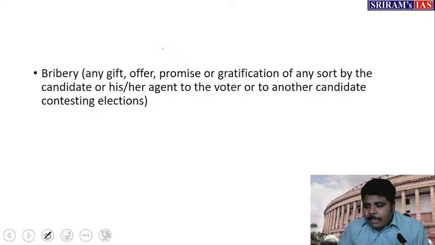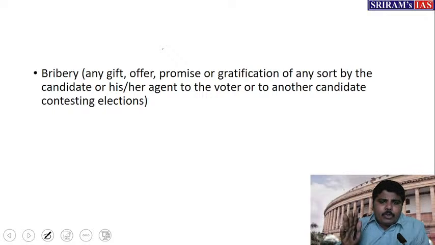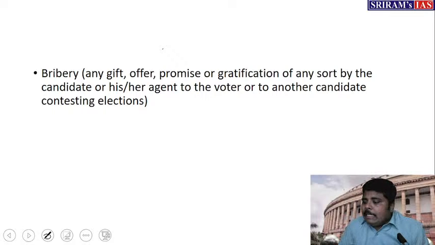Actually speaking, corruption and bribery don't have any proper definition. We have a very simple term for that. Whenever somebody is utilizing public office for a private gain, that will be called a corrupt practice. Whenever somebody uses public office for a private gain, that will be labeled as corruption. And bribery means anything.